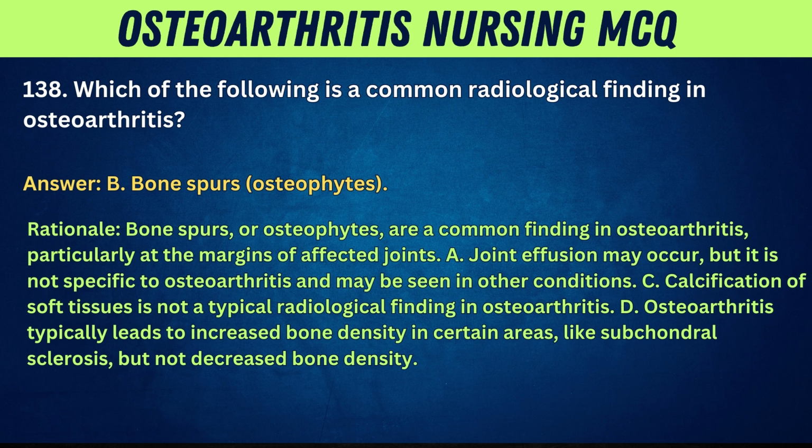joints. A. Joint effusion may occur, but it is not specific to osteoarthritis and may be seen in other conditions. C. Calcification of soft tissues is not a typical radiological finding in osteoarthritis. D. Osteoarthritis typically leads to increased bone density in certain areas, like subchondral sclerosis, but not decreased bone density.